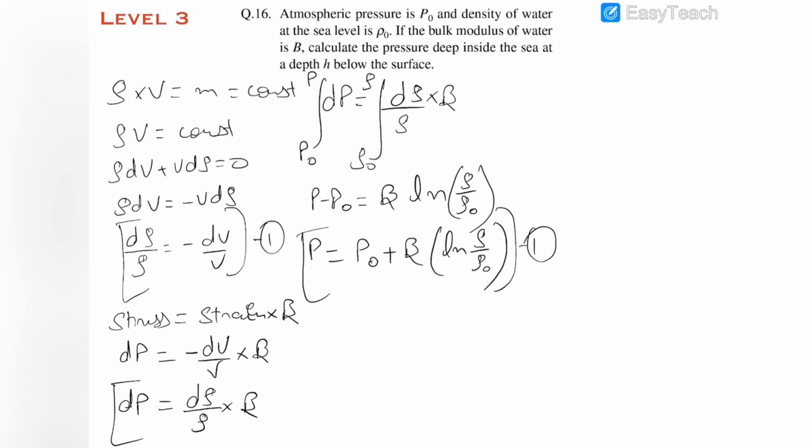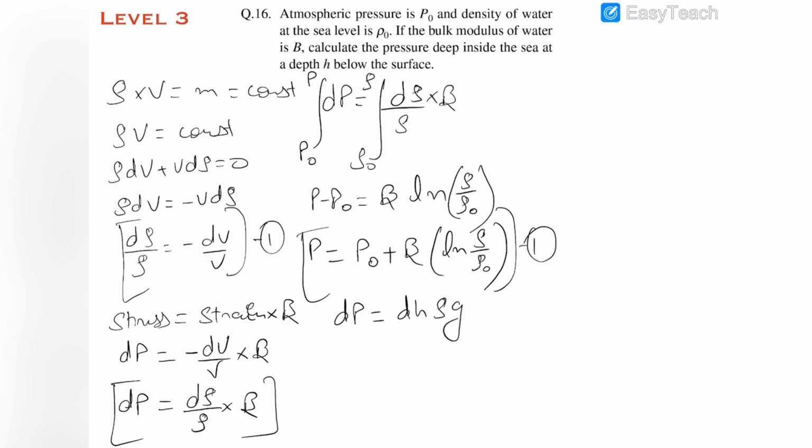Now there are two variables. In fact, rho is also a variable. So we need to eliminate this rho, and we need to write it in terms of h. We know that as we go down, the pressure changes due to height also, and therefore dP is equal to h rho g, and therefore we can write it as dh rho g.